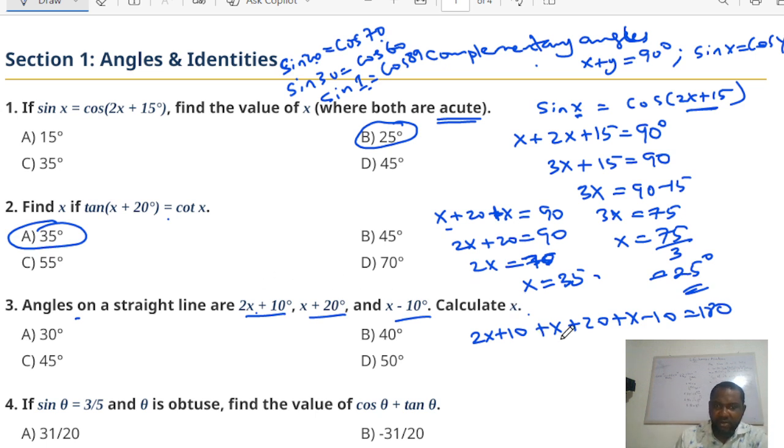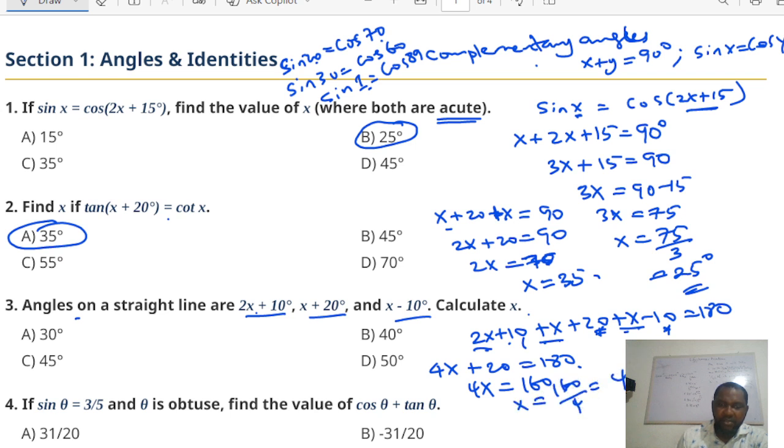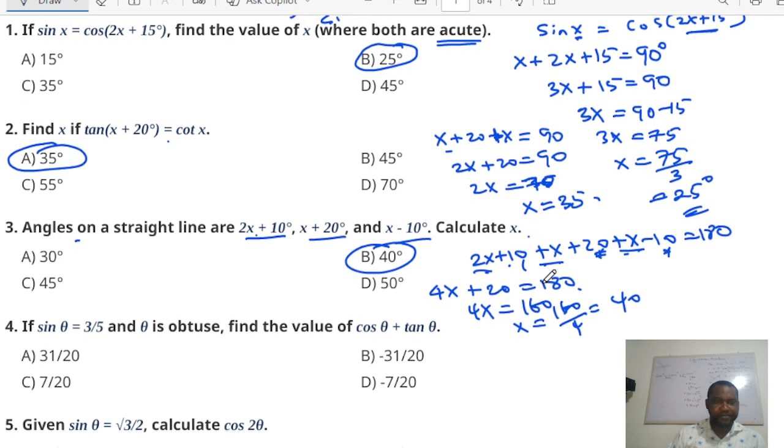So at this point, we can collect like terms. 2x plus x gives us 4x. Then plus 10 plus 20 minus 10, that is 20, all equal to 180. And so 4x is equal to 180 minus 20, which gives us 160. And so x is equal to 160 divided by 4, which is equal to 40. So the answer is 40 degrees. B is the answer to that question. I believe this makes sense.